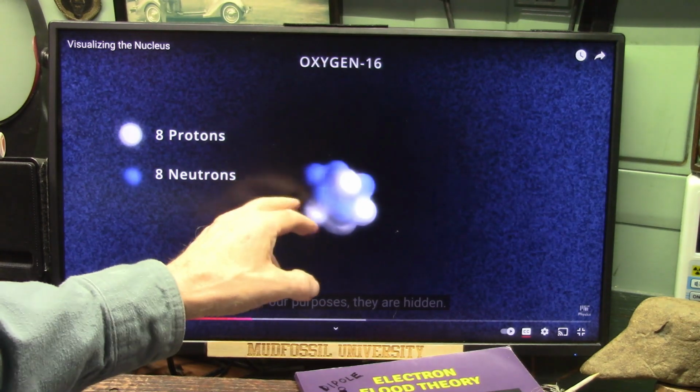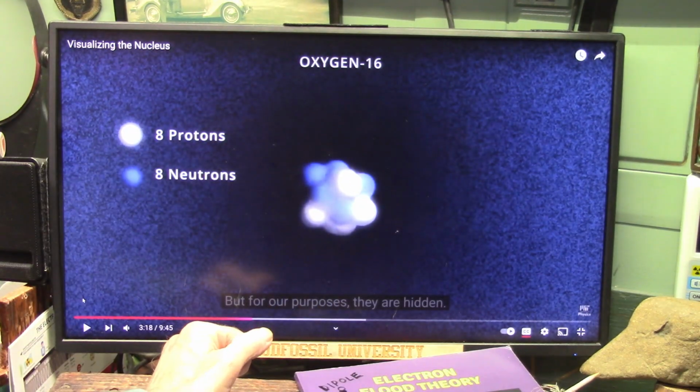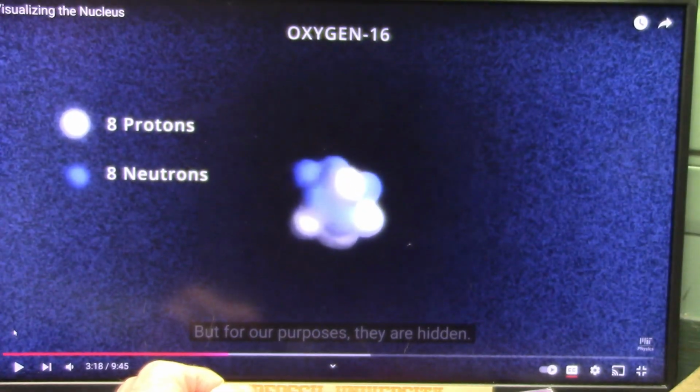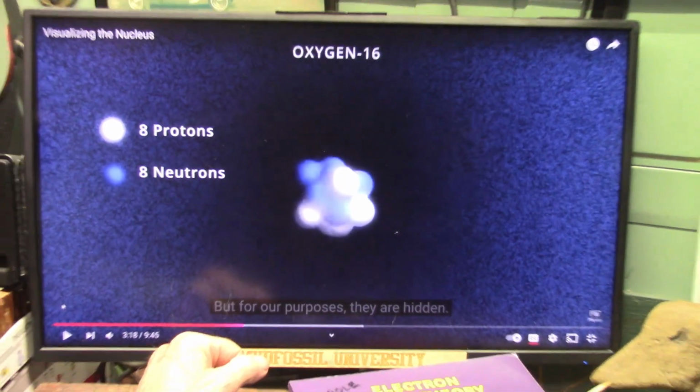They're looking at this. Let me show you what oxygen-16 really is made of. You won't believe it. You will not believe isotopes, my friends.